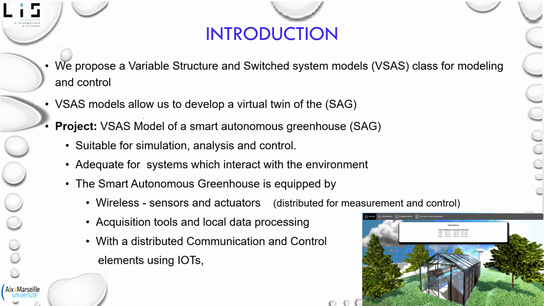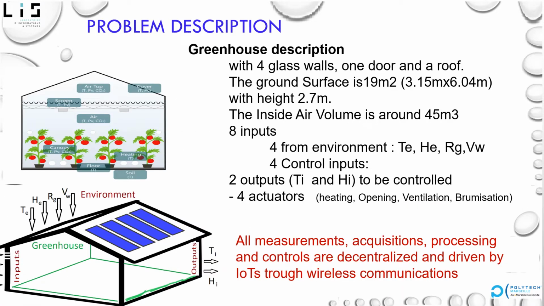Another point of interest is that this smart autonomous greenhouse will be equipped with wireless sensors and actuators and acquisition tools driven by IoTs with wireless communications and decentralized tools. In the first step, we have chosen a very simple greenhouse, and this has 8 inputs, 4 from the environment and 4 from the controls. The 2 outputs considered here are the internal temperature and humidity.